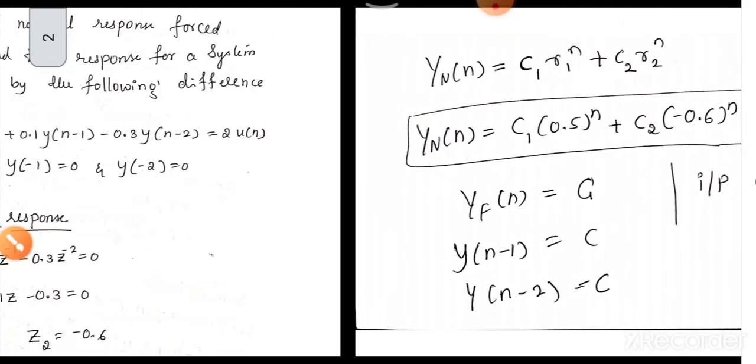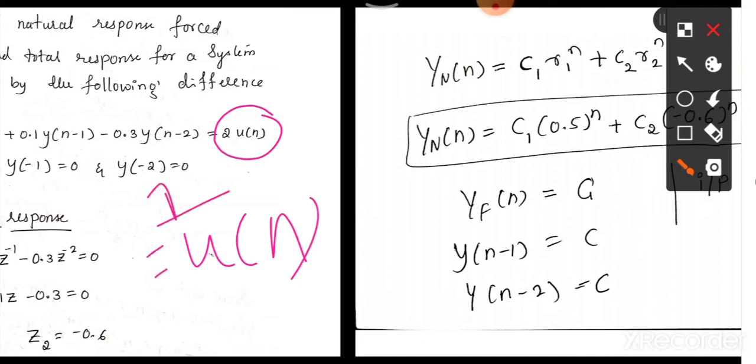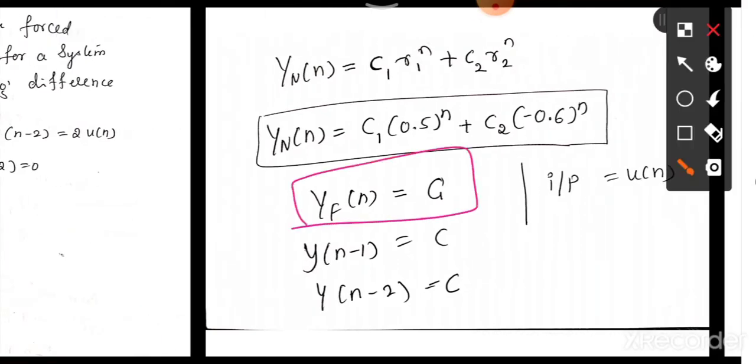To calculate the forced response, it is totally dependent on the input. The input is u of n, and u of n is a constant. Therefore, what is the structure of the forced response? The forced response will be one constant.